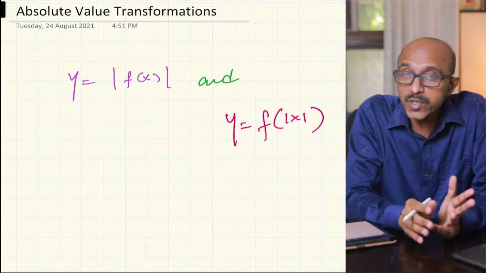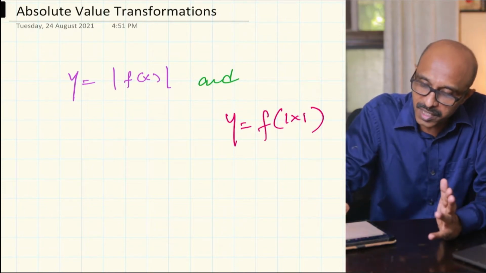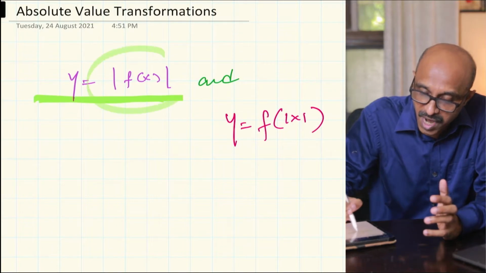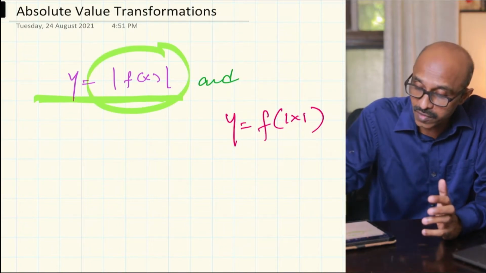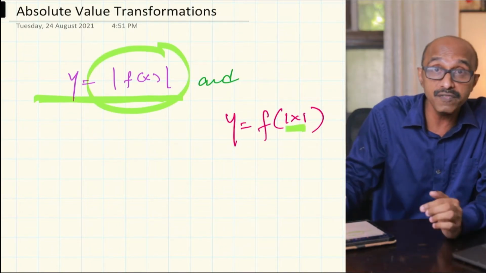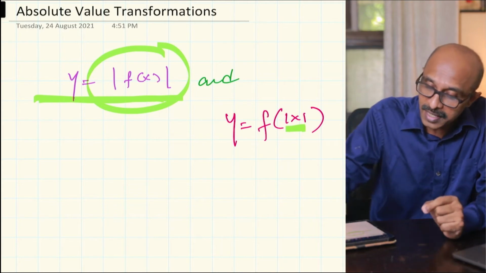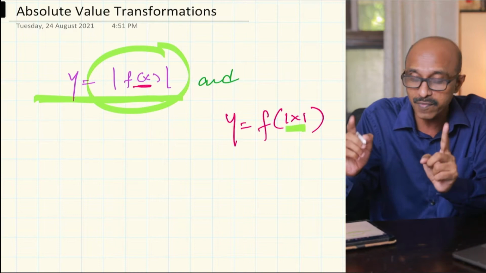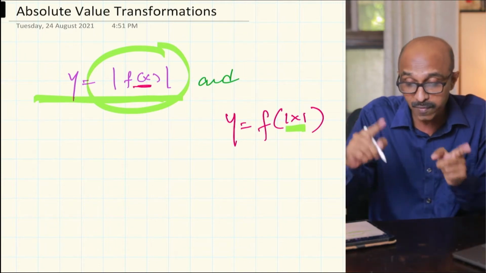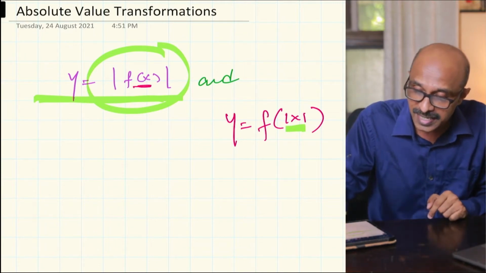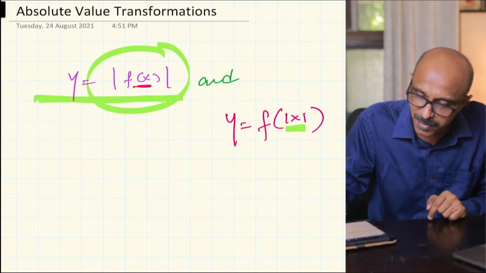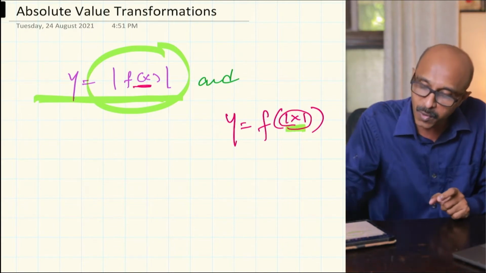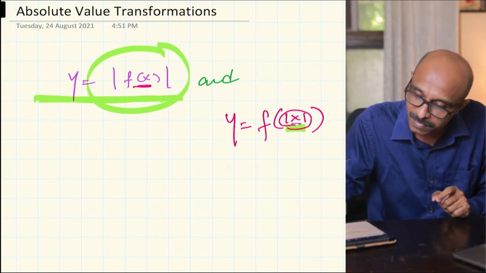When we discuss absolute value transformations, we're talking about two different kinds of transformations. One is a transformation of the range, and one is a transformation of the domain, like every other transformation. So this is the absolute value of f of x, y is equal to the absolute value of f of x, whereas this is f of the absolute value of x. Can you see that? That's like the absolute value of the domain, only the x values.